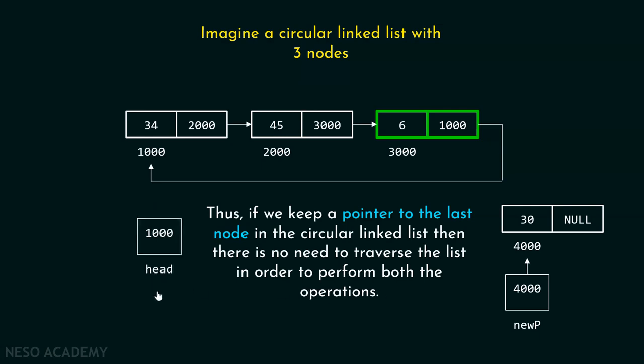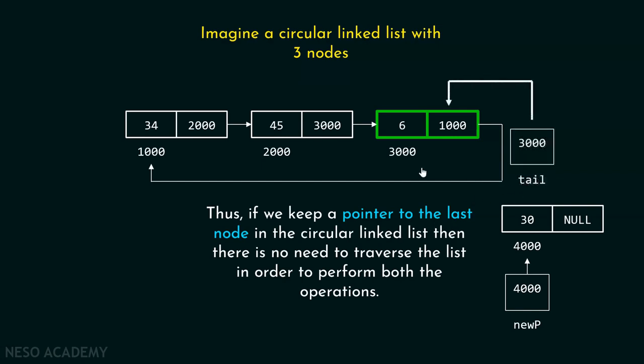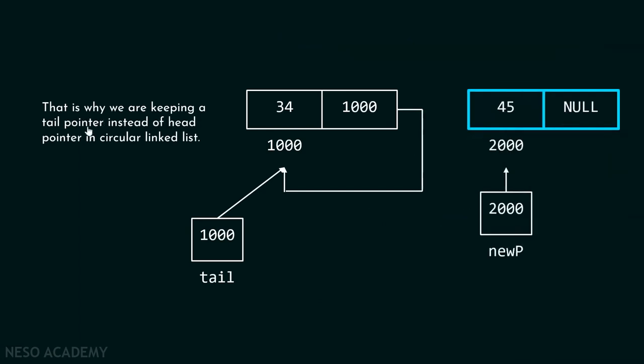So instead of a head pointer, we can have a tail pointer, which must point to the last node of the list. You can see over here, I changed the head pointer to the tail pointer, and currently it is pointing to the last node of the list. Now you can easily add a new node at the beginning as well as at the end of the list without traversing the list. That is why we are keeping a tail pointer instead of head pointer in circular linked list.